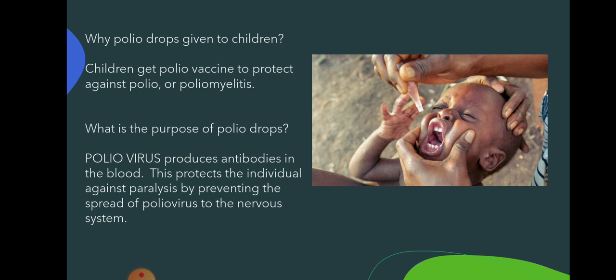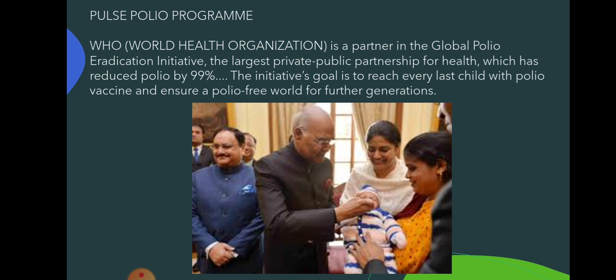When should the polio drops be given? Do you know about the Pulse Polio Program? Yes, this is the Pulse Polio Program. Children, WHO, the World Health Organization, is a partner in the Global Polio Eradication Initiative, the largest public private partnership for health, which has reduced polio by 99% in the world. Their initiative is to reach every last child with the polio vaccine and ensure a polio free world for future generations. Such a great program. This is the Pulse Polio Program.